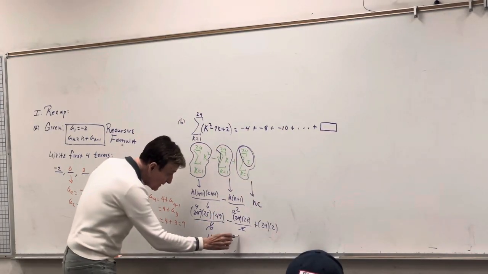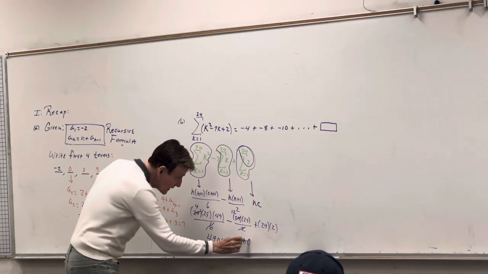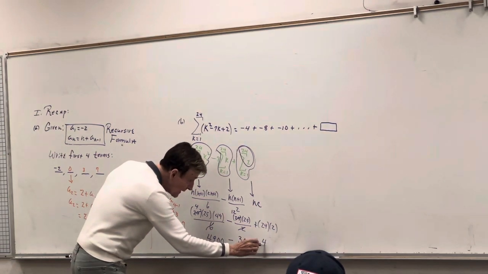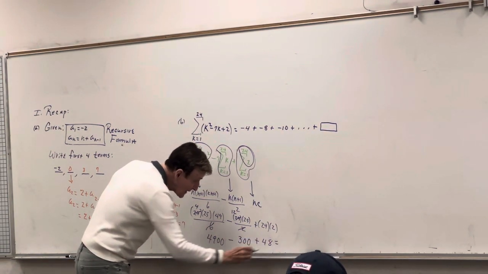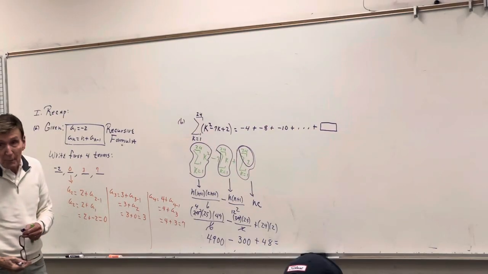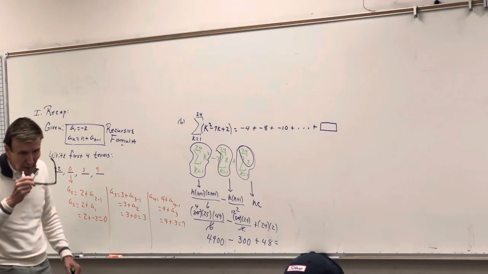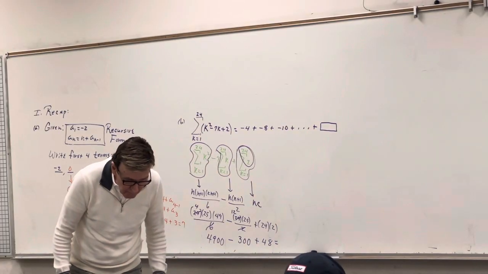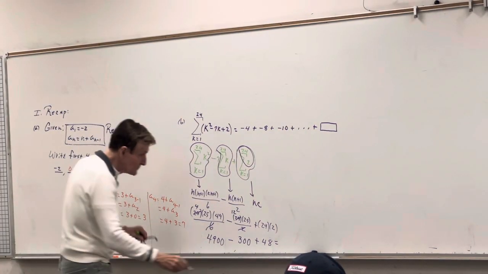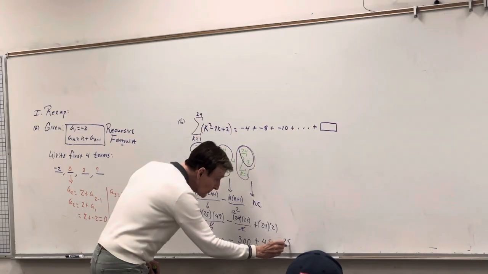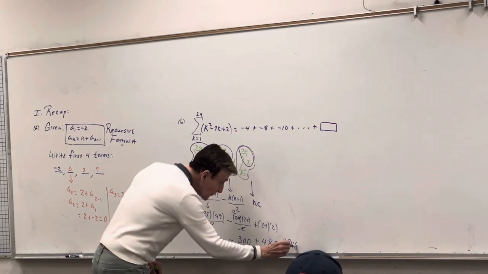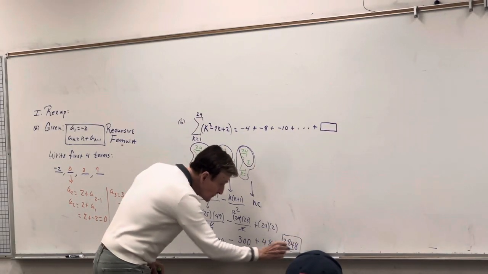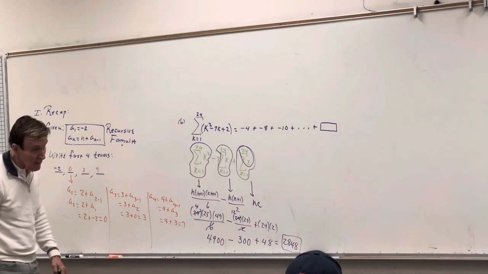Is that 300? I heard 300. Okay. And then plus 48. And then all you need to do is put those numbers all together, get a grand sum. I don't know whether anyone has it already or not. Did anyone get that? 2848. It is 2848. And there's your grand sum.